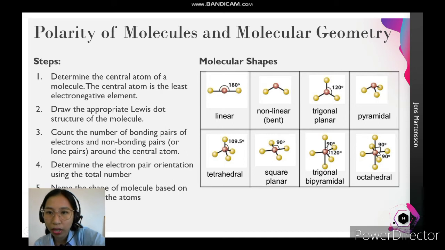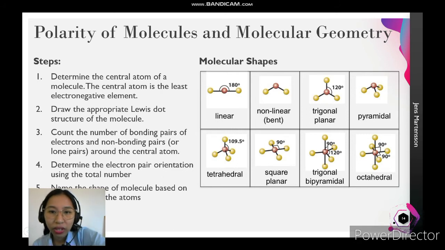3 bonded pairs. That is why you're going to have this molecular shape, trigonal planar. For pyramidal, it looks like a pyramid here, you have 3 bonded pairs and 1 lone pair on top. If the electron pair orientation is like this, then you are going to get a pyramidal.